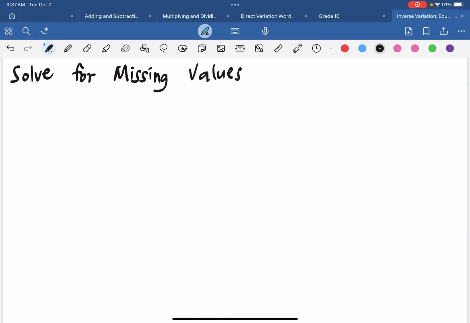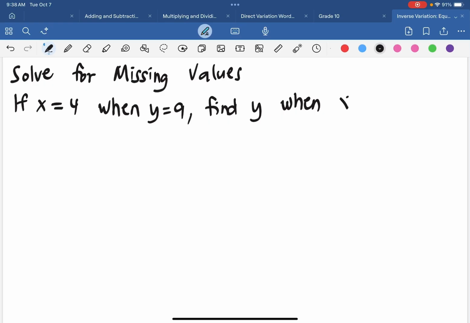Now let's continue in solving for missing values. So if x is 4 when y is equal to 9, find y when x is equal to 6. We have our first part here and our second part. So before we do the second part, let's do the first part.